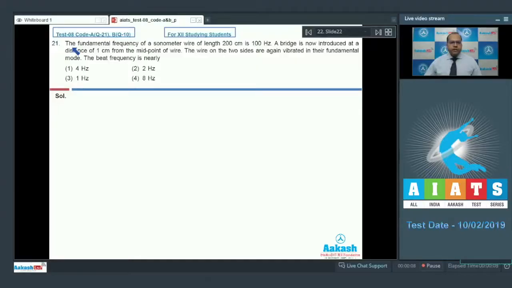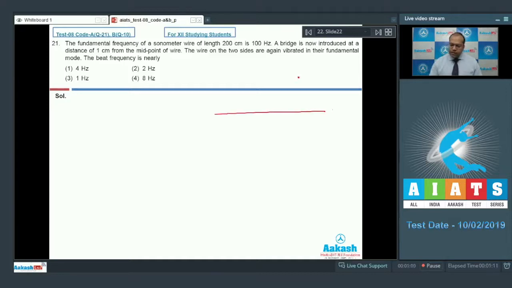In question number 21, the fundamental frequency of a sonometer wire of length 200 cm is 100 Hz. A bridge is now introduced at a distance of 1 cm from the midpoint of wire. The wire on the two sides are again vibrated in their fundamental mode. The beat frequency is nearly.